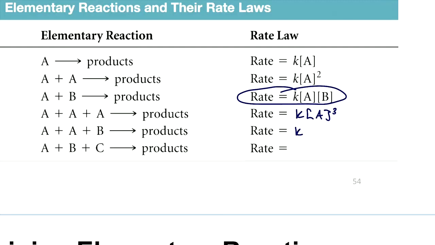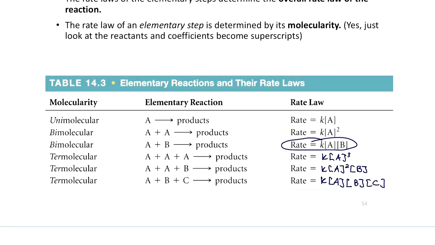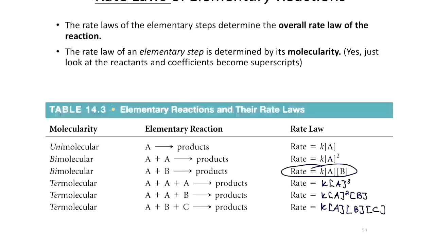All right, the next one. What would the rate law be? A to the 2 and B to the 1. So you see that the overall order for the second to last example is 3, because 2 plus 1 is 3. And the last one here is k times the concentration of A, concentration of B, concentration of C, with an overall order of 3 for this termolecular reaction. Okay, good. So those are our elementary steps.